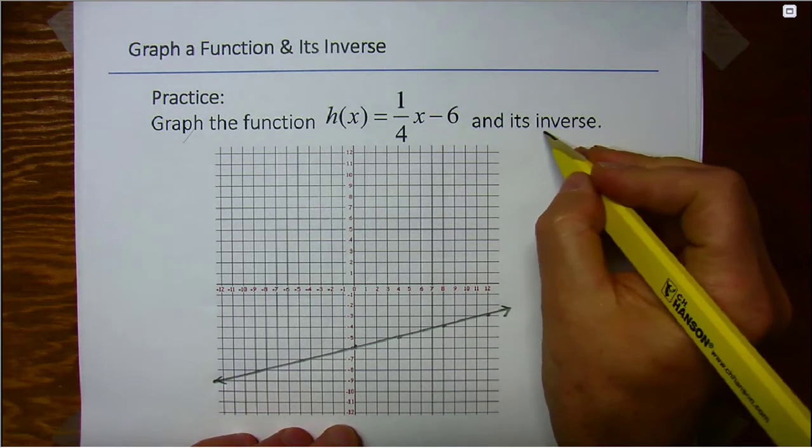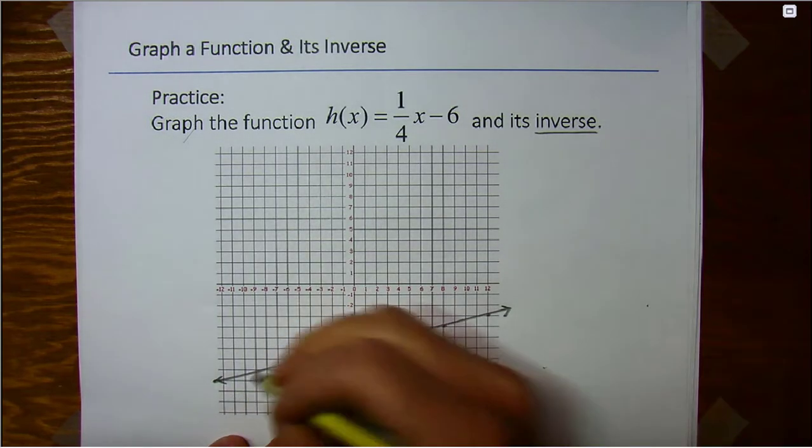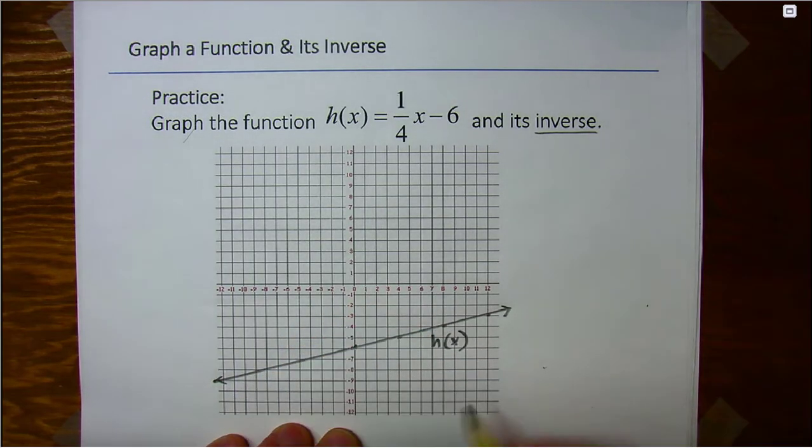Now, will this function even have an inverse? Let's look at h of x. Certainly h of x would pass the horizontal line test, and therefore, yeah, it's got to have an inverse. So let's find the inverse.